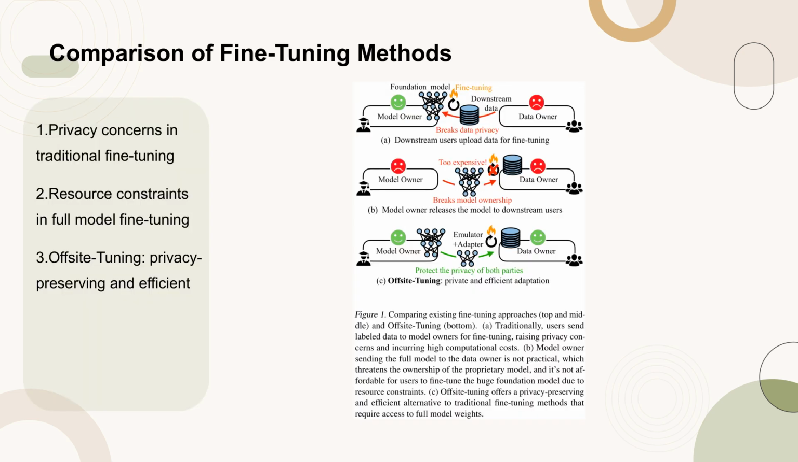Figure 1 illustrates the differences between traditional fine-tuning methods and offsite-tuning. In traditional fine-tuning, users send labeled data to model owners, which raises privacy concerns and high computational costs. A. Sending the full model to the data owner is impractical due to resource constraints and threatens model ownership. B. Offsite-tuning provides a privacy-preserving and efficient alternative by using a lightweight adapter and a lossy compressed emulator, allowing fine-tuning without full model access. C.